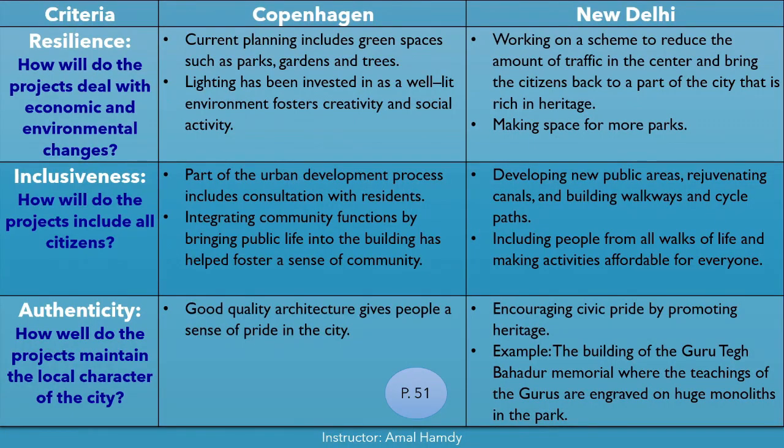Okay, so now that you have filled in the table, you can revise the answers with me. Criteria number 1, resilience. In Copenhagen, current planning includes green spaces such as parks, gardens, and trees. Lighting has been also invested in as a well-lit environment fosters creativity and social activity.